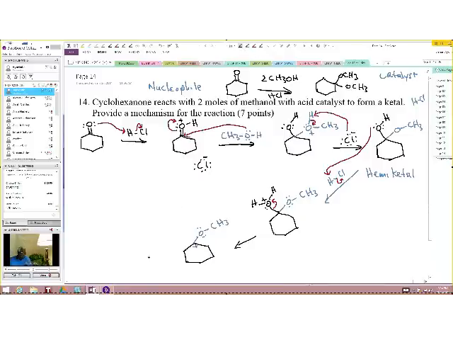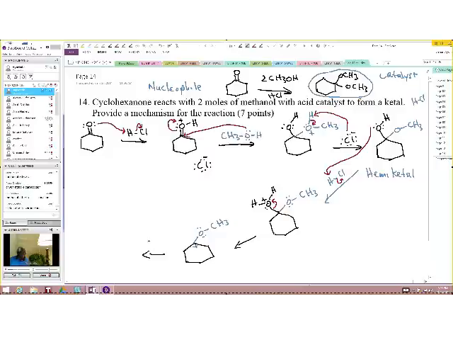So now, what do you think is going to happen next? We form a carbocation. This is where we are going, right here. Any idea? Keep in mind, we need to explain how we got to this molecule here.